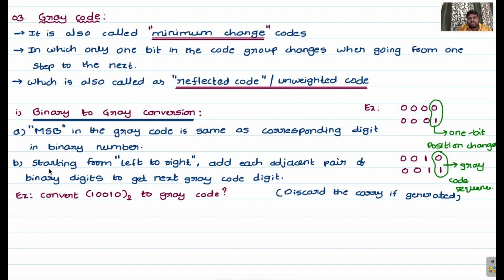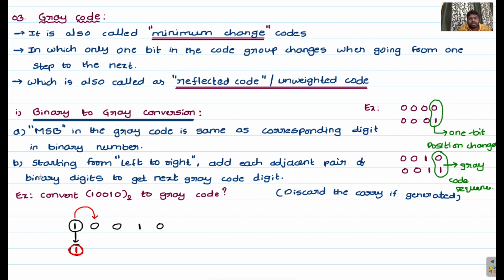The next step, starting from left to right, is to add each adjacent pair of binary digits to get the next gray code digit. I will take one example to give clarity. Here I am taking a binary code, and for this I need to find the gray code sequence. First I will take 10010. The most significant bit is the same in the binary number and the gray code, so I just copy it. You will get 1 here. This is your most significant bit. I will move on to the next digit.